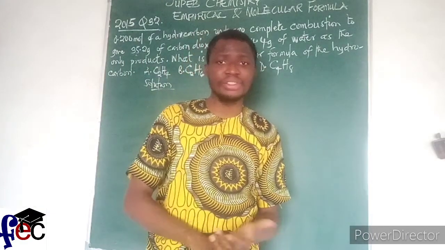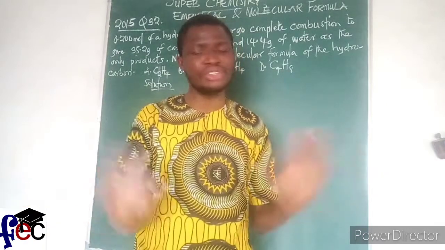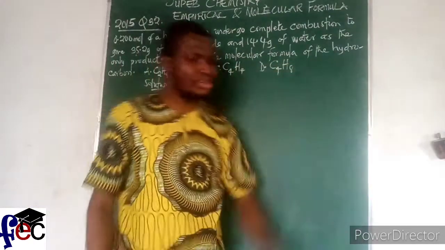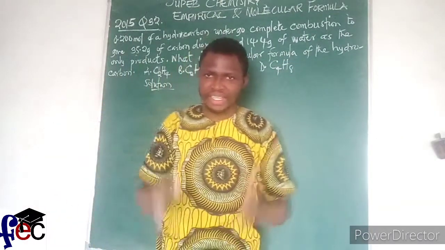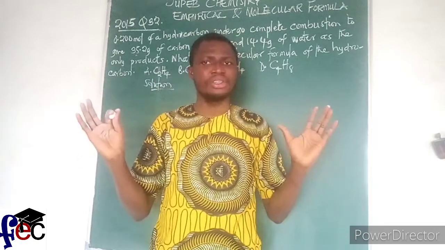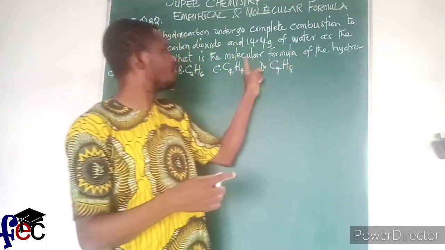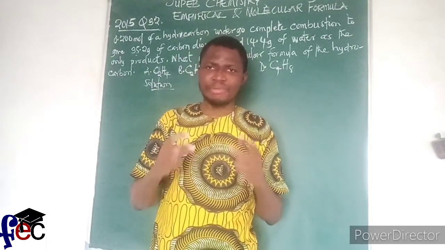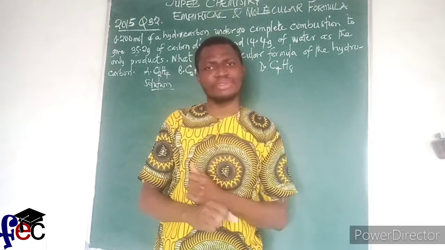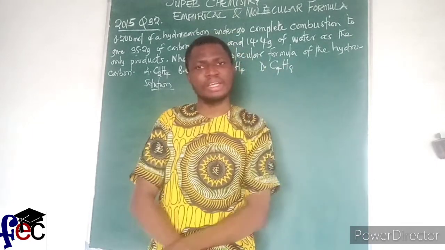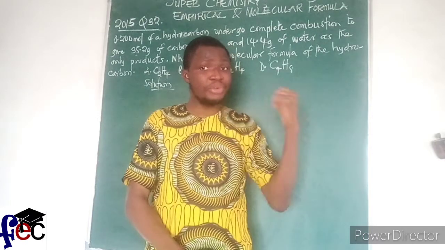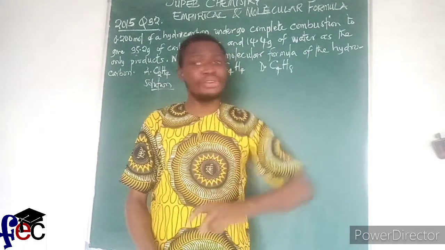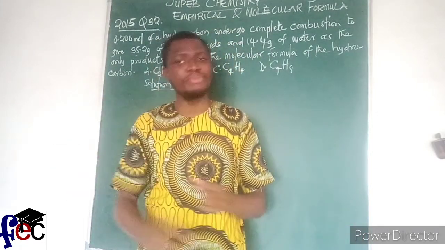Okay, the first thing you need to take note of is, what is a hydrocarbon? That's a compound that contains carbon and hydrogen. That's all. So that shows that if I am to get the molecular formula of the hydrocarbon, my formula must contain carbon and hydrogen. Because they are asking for molecular formula, it means I need a formula that contains the actual number of atoms present in one molecule of that particular hydrocarbon. And to be able to get that molecular formula, I will need to first get the empirical formula.